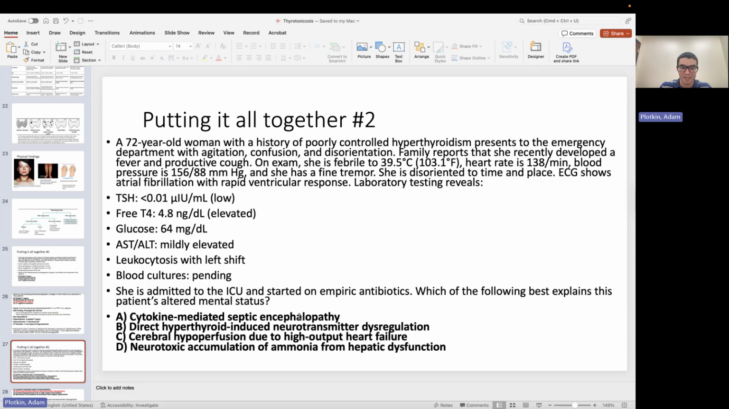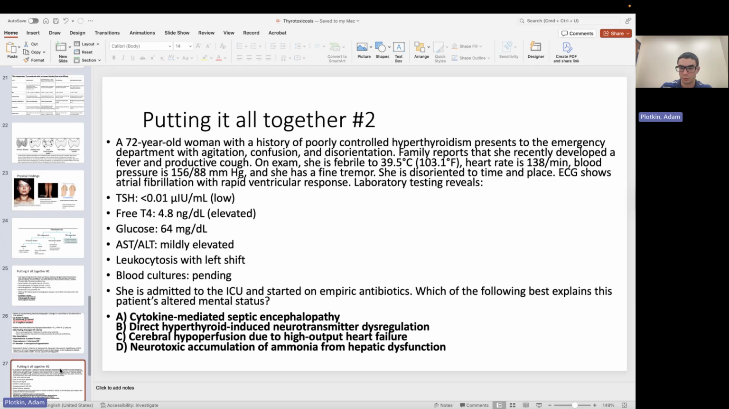Does she have cytokine-mediated septic encephalopathy? Does she have direct hyperthyroid-induced neurotransmitter dysregulation? Does she have cerebral hypoperfusion due to high output heart failure? Or does she have neurotoxic accumulation of ammonia from hepatic dysfunction? So pause, reread, and think about it.